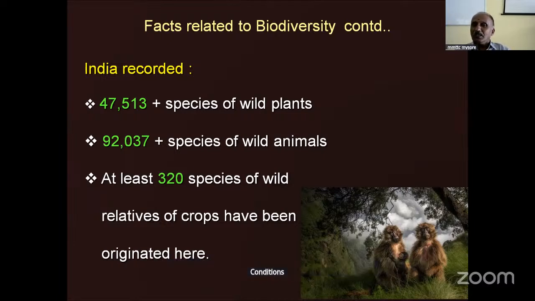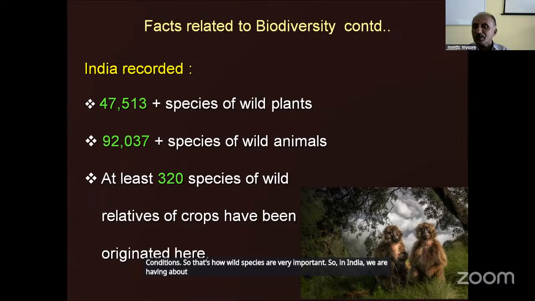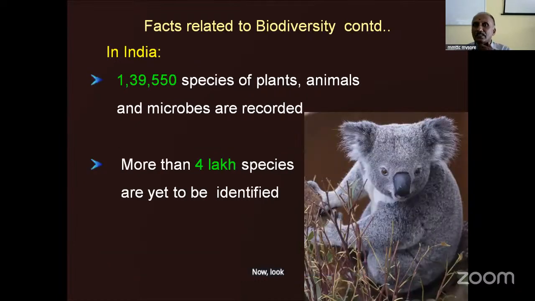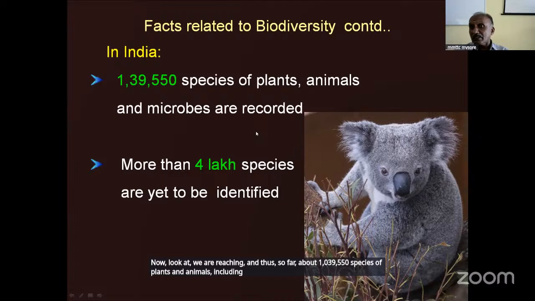So that's how wild species are very important. In India, we have about 320 such species of wild relatives of crops. Now look at where we are reaching. So far, about 1,39,550 species of plants and animals, including microorganisms, have been recorded in India. Still more than 4 lakh species are yet to be identified in India.